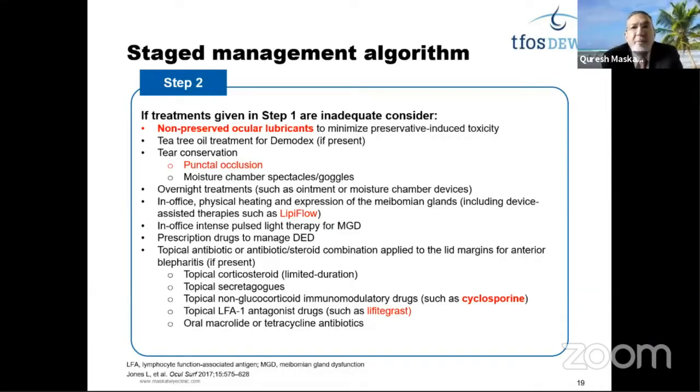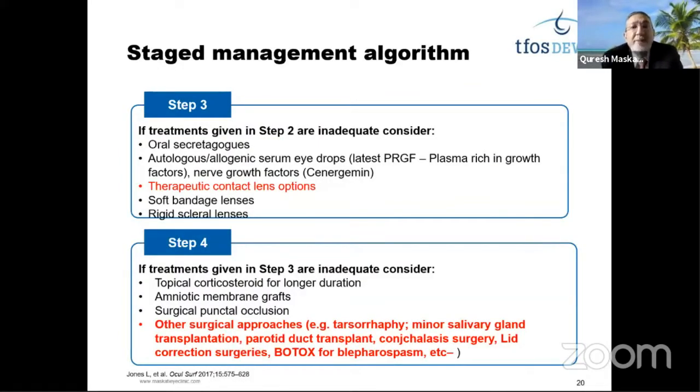This is where you would use punctum occlusion. If you have access to LipiFlow, in the case of meibomitis, you would use this once maybe in 6 months or so. And the topical anti-inflammatory cyclosporine and lifitegrast, when it's available in our country, can be used as well. In step 3, you might have to go for oral secretagogues, some autologous serum in non-healing ulcers, and maybe some scleral contact lenses as bandage contact lenses with fluid in them. And in step 4, really, you're looking at surgical options like salivary gland transplants, tarsorrhaphies, parotid duct transplants, and in end-stage, keratoprosthesis to improve vision.